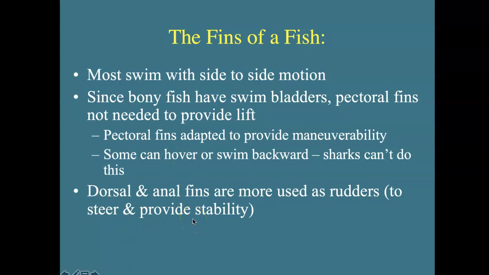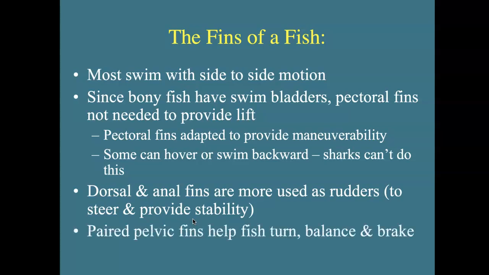The dorsal and anal fins are typically used more as rudders to steer and provide some stability. And that's why they can retract them, pull them up and down. And then the parapelvic fins are really used to help the fish turn, balance, and put on the brakes. So in fish like your salmon that have to swim upstream, they have really big parapelvic fins to help balance them as they're swimming against that turbulent water. And then also, again, they can use them to put on the brakes.